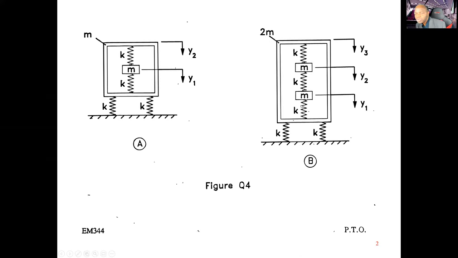For K21, between coordinate two and one, is one spring, so minus K. For K23, between coordinate two and coordinate three, there's one spring. Okay, so put minus K. K31, between coordinate three and one, one spring, so minus K. And then K32, between coordinate three here and coordinate two, one spring, so minus K.